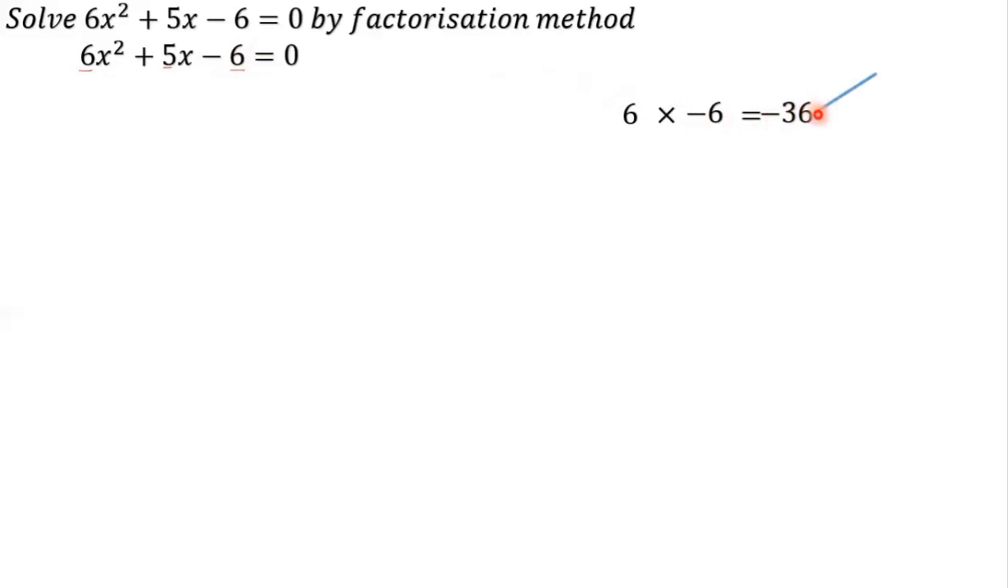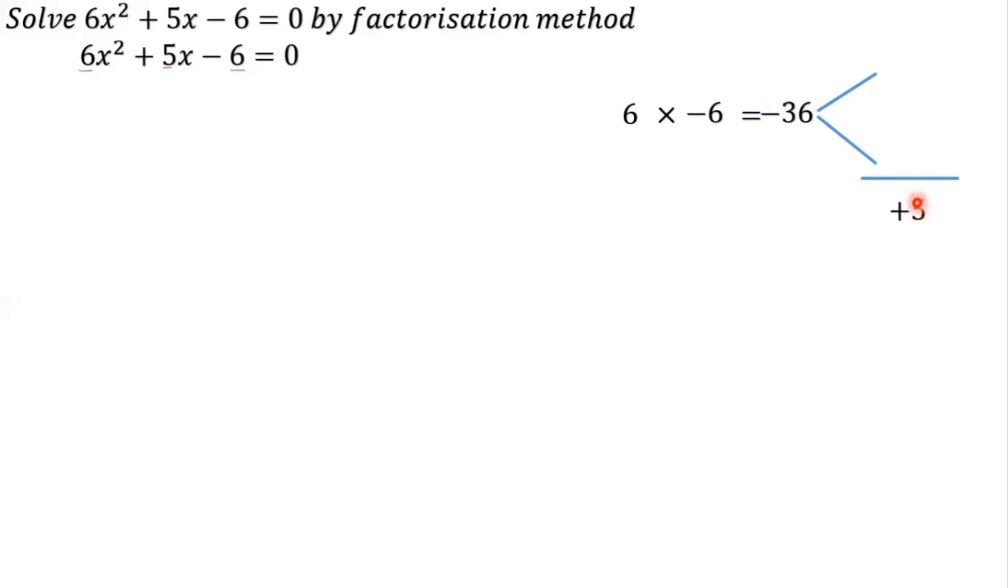We have to split minus 36 such that while adding you should get plus 5. While multiplying you should get minus 36. While adding you should get plus 5. You have to find the number that satisfies both the conditions. You have to find two numbers.